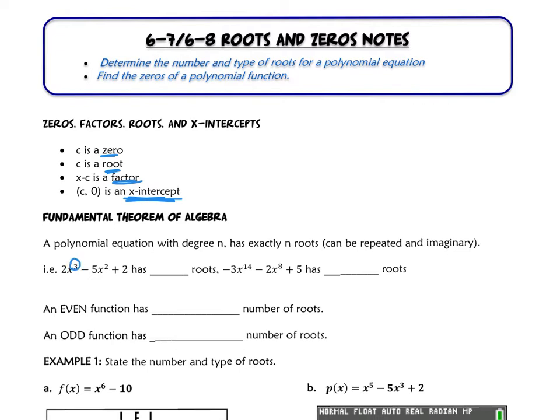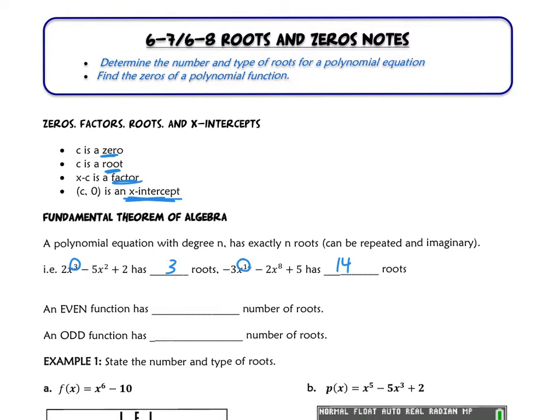Degree is always the highest power. So this equation will have 3 roots. Next one, highest power 14, so this equation will have 14 roots. Again, they could be repeated, they could be imaginary, so you won't necessarily see 14 roots on the graph, but there are 14 of them.